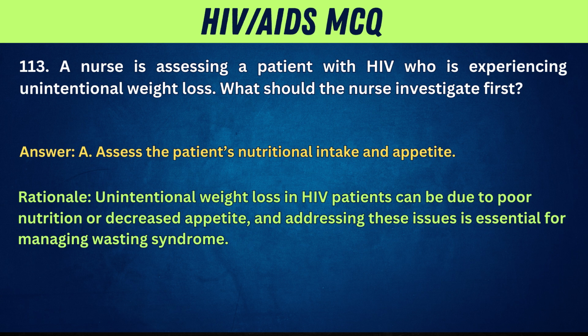Unintentional weight loss in HIV patients can be due to poor nutrition or decreased appetite, and addressing these issues is essential for managing wasting syndrome.